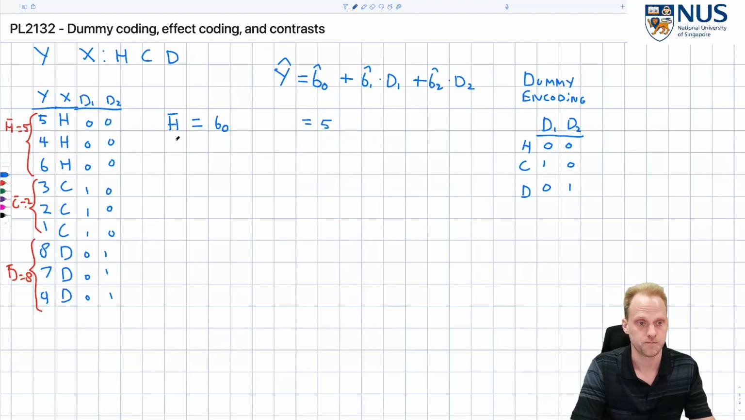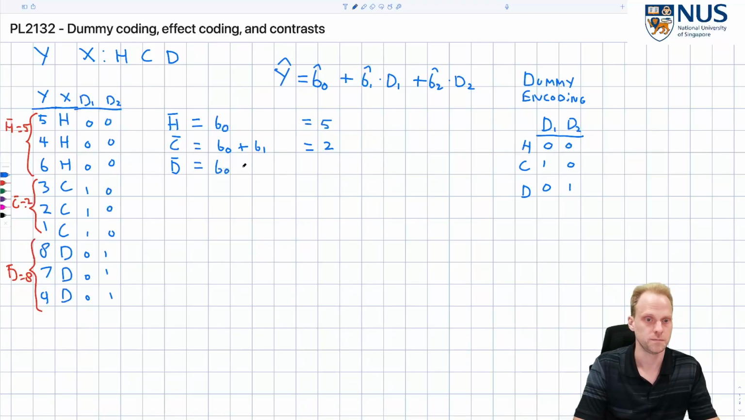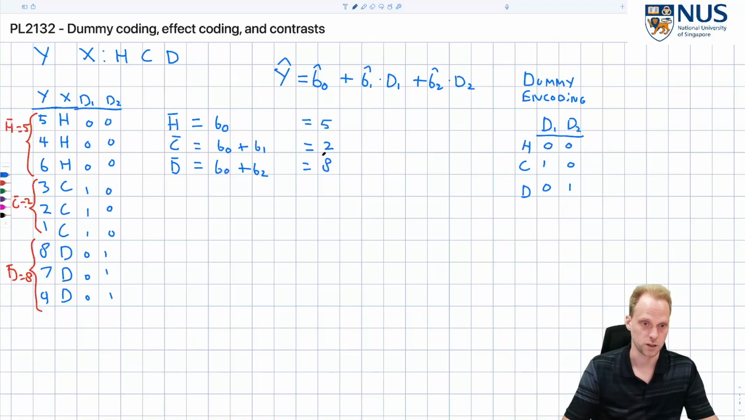What about cats? Cats here equals B0 plus B1, because, right, this first dummy variable is 1 for cats, plus nothing, because the second dummy variable is nothing, equals 2. Right? And for dogs, we get B0 plus B2 equals, in this case, 8. Because those are the averages that we get.